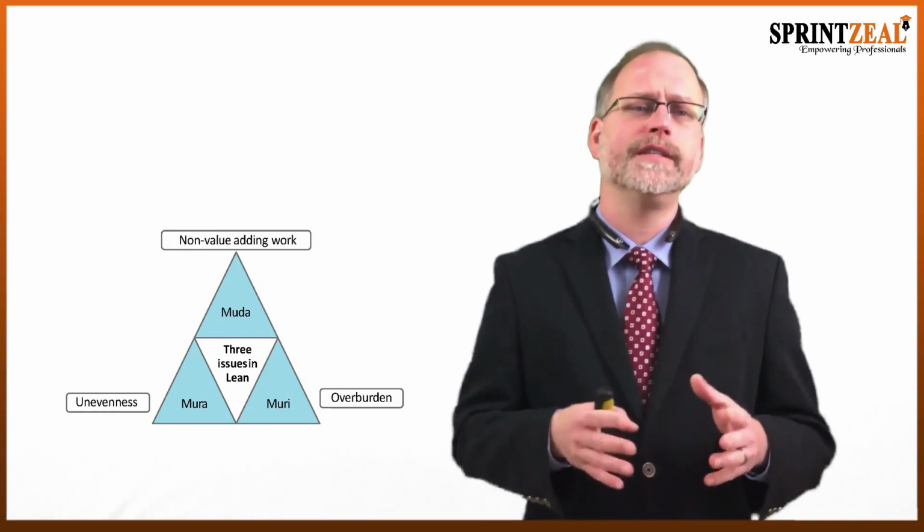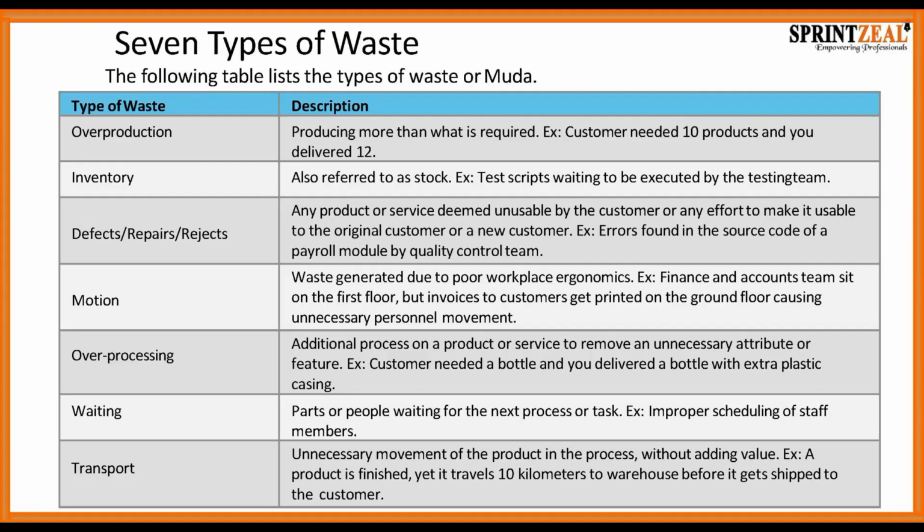And today there are 7 types of waste that have been identified. It begins with overproduction. Overproduction is simple. It's just producing more than what the customer is requiring. So if the customer wanted 10 of a product and you produce 12, the extra 2 would be overproduction. Now, inventory is also referred to as stock. So for instance, in an inventory environment, anything that's extra that you're not currently using is considered waste. Then we have defects. A defect is any product or service deemed unusable or unsuitable to the customer.